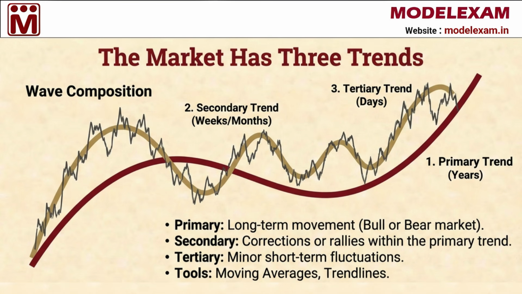Second, you have the secondary trend. These are like the waves within the tide. They are corrections or rallies that last for weeks or months, moving against the main tide. Finally, there is the tertiary trend. These are just the ripples on the waves, representing minor short-term fluctuations that last for days.